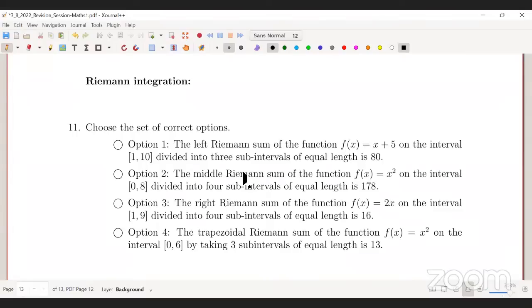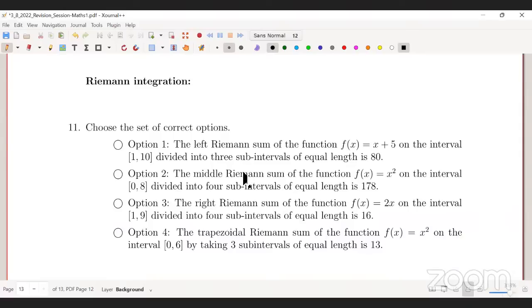Excuse me, sir. Yes, please. Suppose the function is not defined uniformly. In question number 11, in each and every option the function is defined in a different way, like x plus 5x squared. Suppose you have a function which is split, as given in our mark 1, sir. In that case, how do we proceed? Let me complete this question first, and I'll come to it immediately after that.